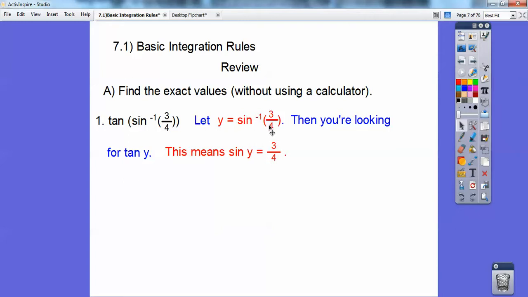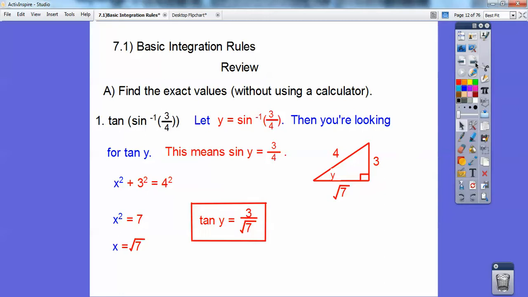And then set up a generic right triangle. There's y. Sine is opposite over hypotenuse. Using a little bit of Pythagorean theorem, I get that piece to be square root of 7. If I'm looking for the tangent of y, the tangent of y is just going to be opposite over adjacent, so 3 over root 7. So that's my answer right there. Okay, let's try another one here.